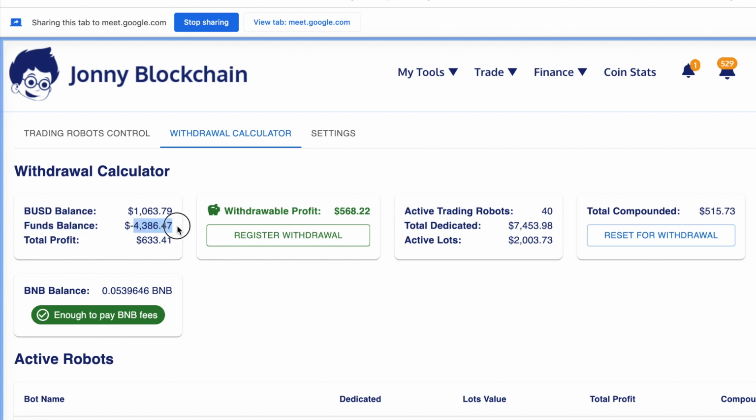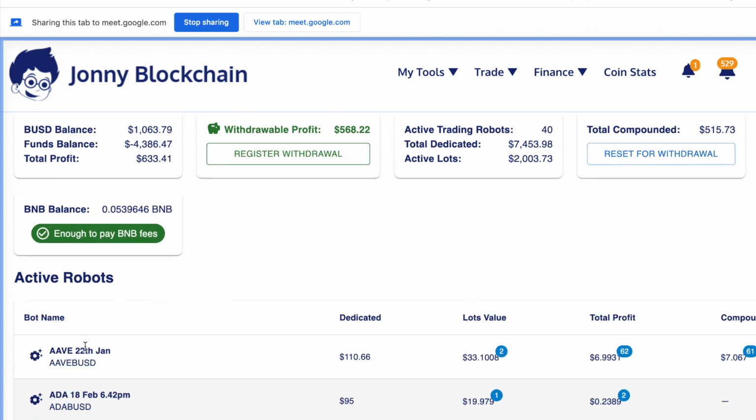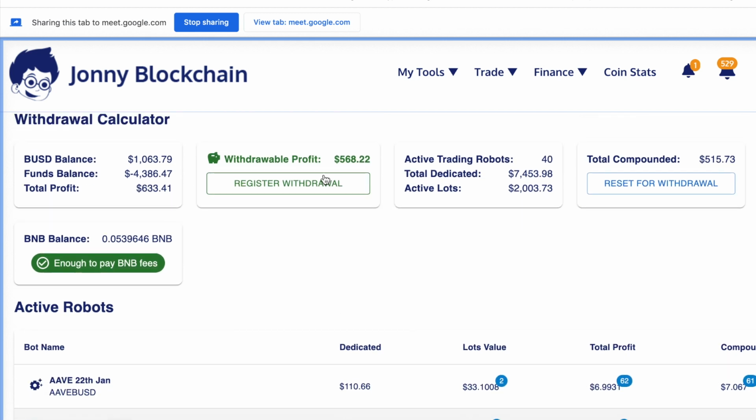So I'm over allocated $4,000 on my trading bots. How much profit you've made on your bots. This is your total profit. And then how much profit you can register a withdrawal. Now, we don't do the withdrawal, obviously, so when you click on this button, all it's going to do is place it in the table to say that you've withdrawn it.